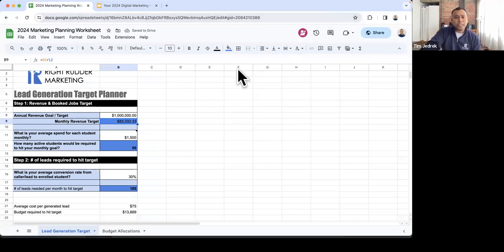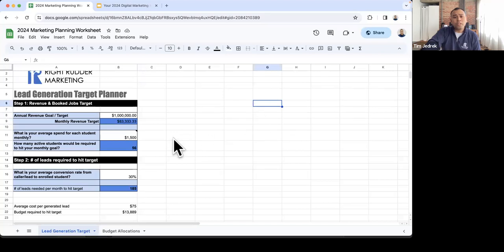So in order to get to this target, it does some Excel math in here, and we have to be realistic with our goals, right? So if we want $1 million for our business, we want to make sure that our monthly revenue is going to be that divided by 12. So in this case, it's about $83,000.